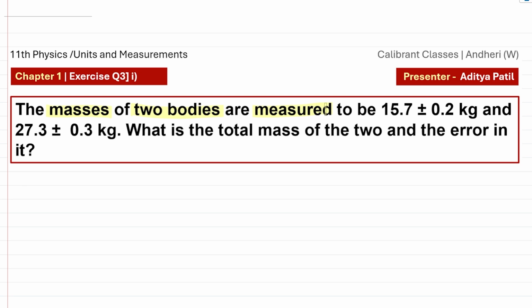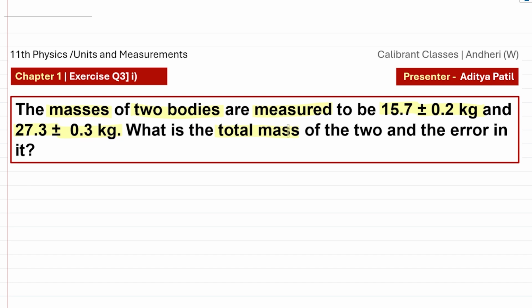So when we measured the mass of the first body, we found out that the measurement was 15.7 plus or minus 0.2 kilograms, which is the error associated with the first measurement. And then we tried to measure the second body's mass. It came out to be 27.3 plus or minus 0.3 kilograms, where again 0.3 kilograms is the absolute error involved in the second reading. And based on this, our task is to calculate the total mass if we were to combine these two bodies.